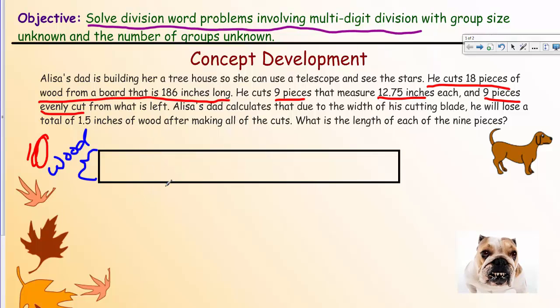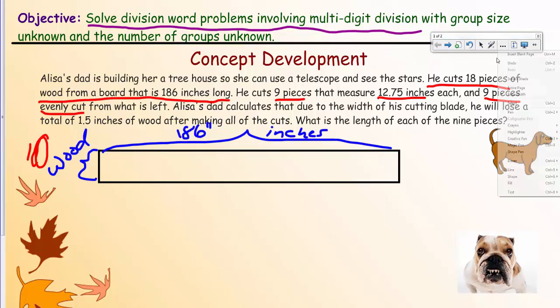It says that he's going to be cutting 18 of them. But first, let's look at the 9 pieces. Let's just deal with this one first. We know this whole length is going to be 186, and you could do the two little marks here, that means inches. I'll also write it over here, so as not to confuse.